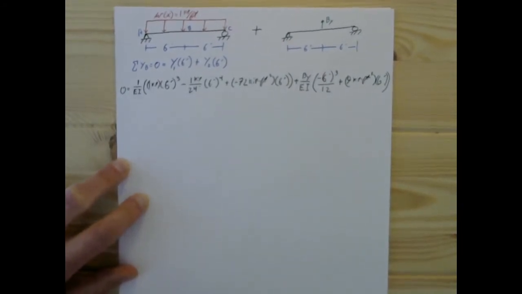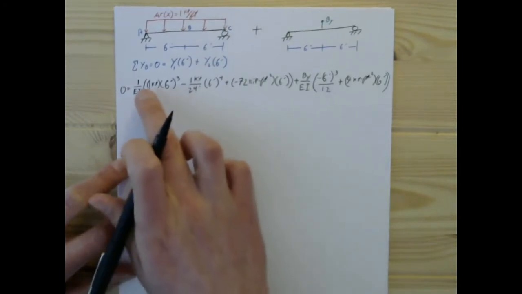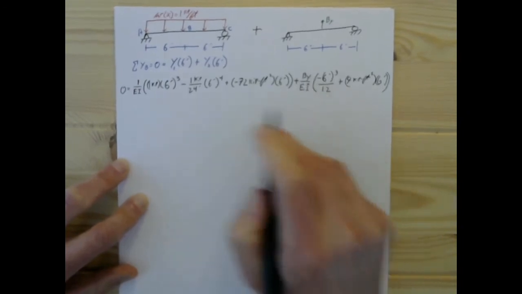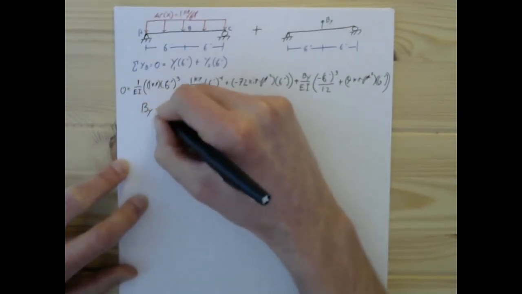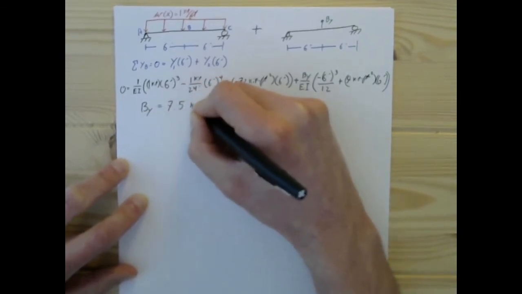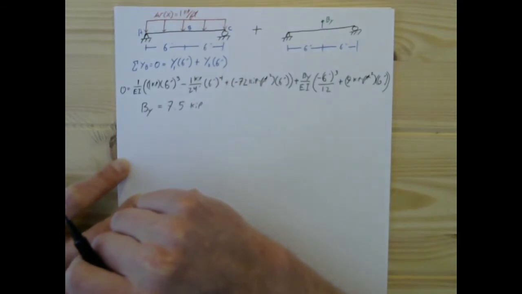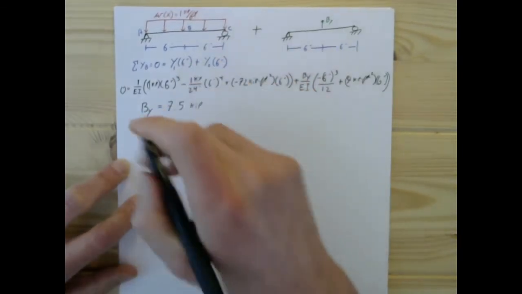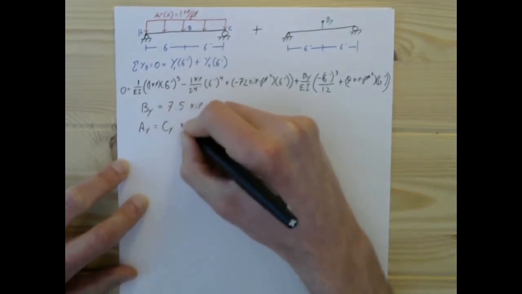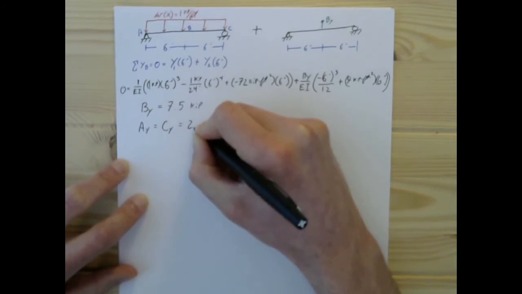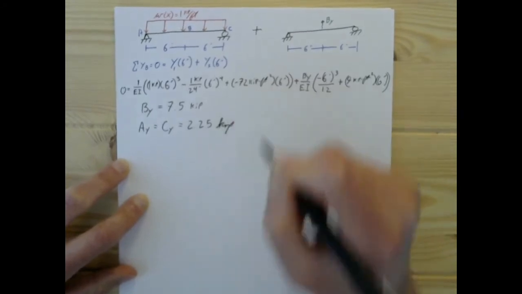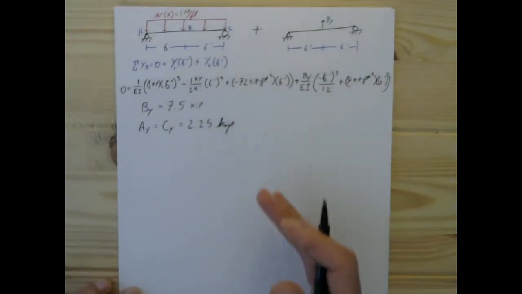So with all of that, that's going to give us constants. All of these are real numbers except for B_y. So B_y, this gives us 7.5 kips, which you may recall from Friday was what we got for that. That gives us A_y equals C_y equals 2.25 kips.